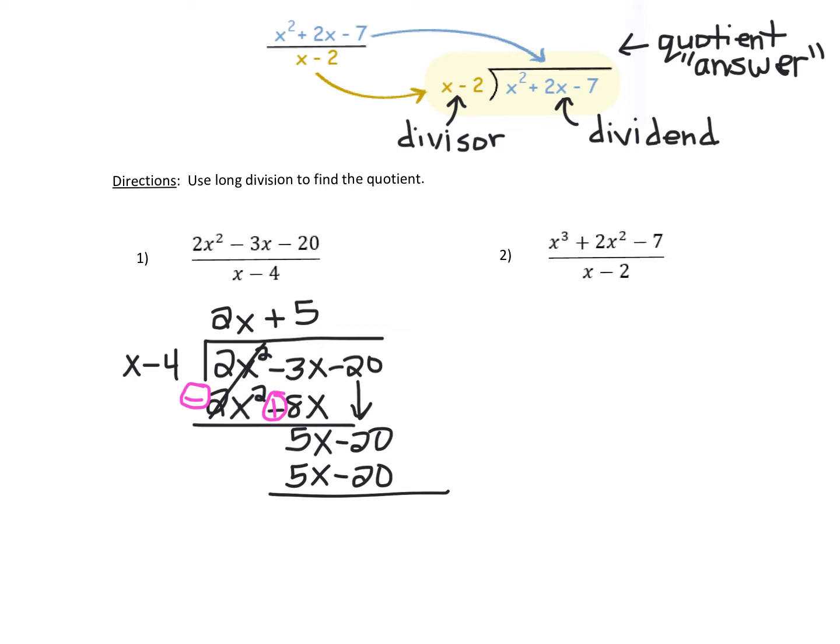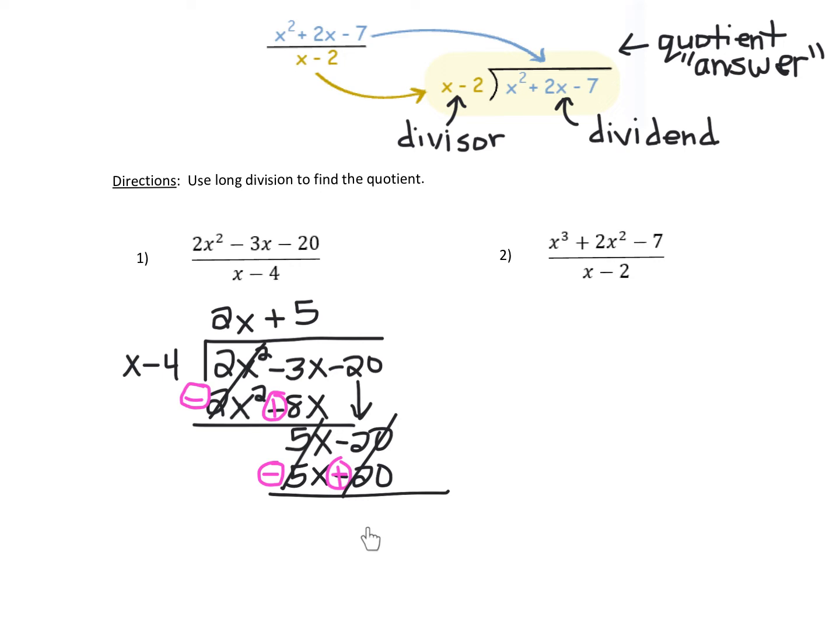So I'm going to change this first term to a negative and circle it. I'm going to change the second term to a positive and circle it. And now I'm just going to combine my like terms. So 5x minus 5x, well, that cancels. And then negative 20 plus 20, that cancels too. So what that means is when everything cancels, there's no remainder.